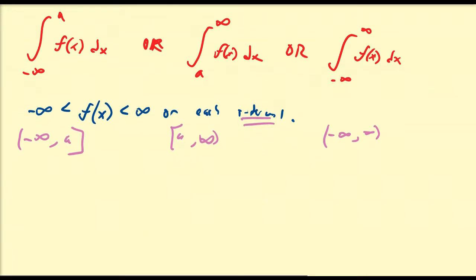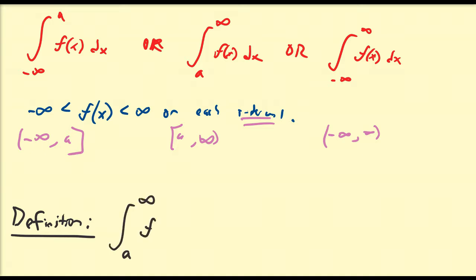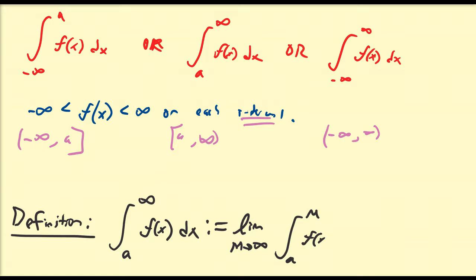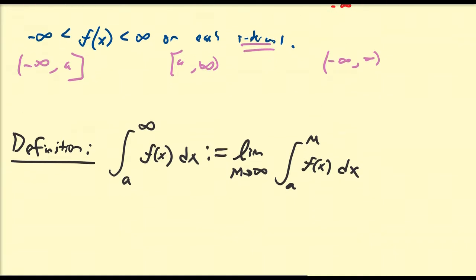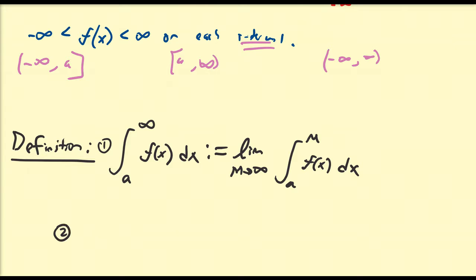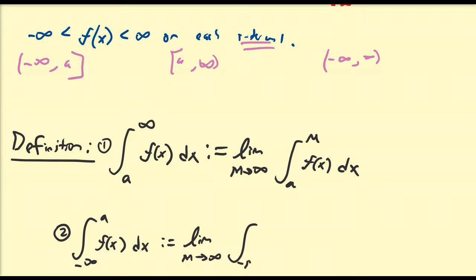So this is a definition. The integral from a to infinity of f of x is defined to be equal to the limit as m goes to infinity of the integral from a to m of f of x dx. So that's one definition. Two, the integral from minus infinity to a of f of x dx is defined to be equal to the limit as m goes to infinity of the integral from minus m to a of f of x dx.